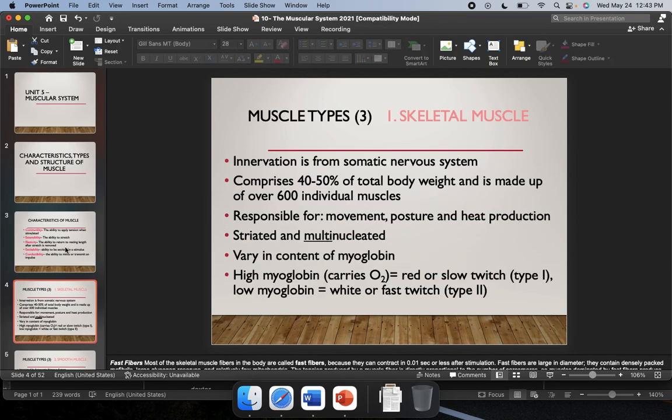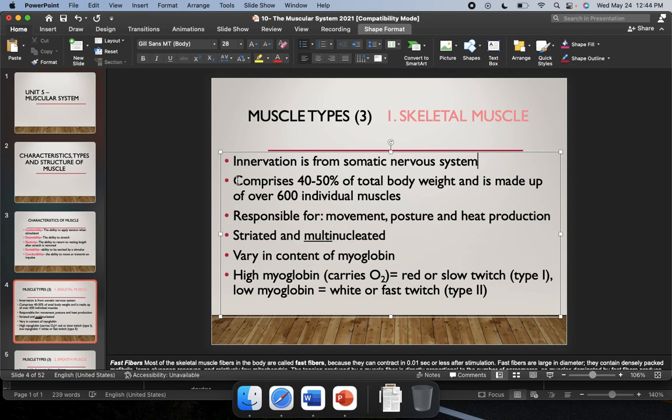Next, we will move into the muscle types. I anticipate that for many of you this will be a review. However, there are 3 types of muscle. Namely, they are skeletal muscle, smooth muscle, and cardiac muscle. We are going to first cover skeletal muscle. Skeletal muscle's innervation is from the somatic nervous system. What does that mean? It means that skeletal muscle is voluntarily contracted.